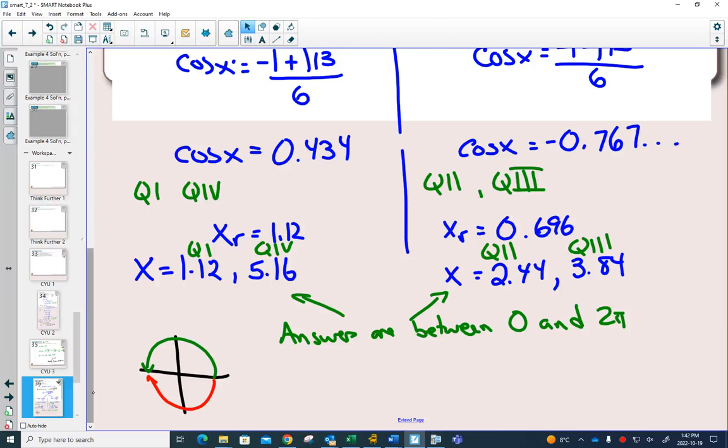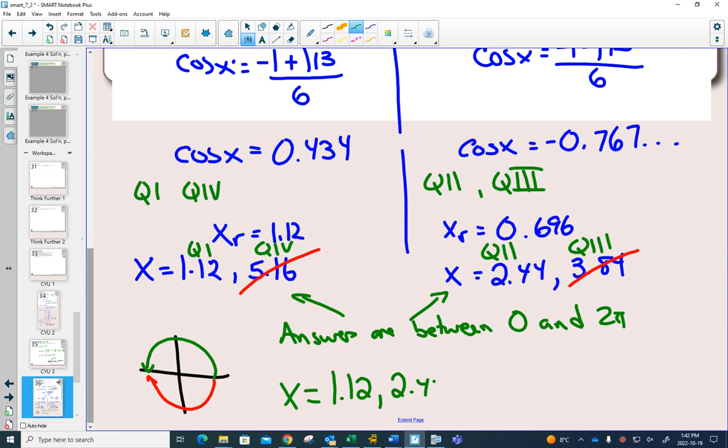So, which answers do I have to not include? Quadrant 3 and quadrant 4 answers have to be negative. So temporarily, I'm just going to put a little line through that one, a little line through this one. My final answer should be x equals 1.12 was fine. 2.44 was fine. But I need to find out what this one would be if it was a negative answer. And since my reference angle was 1.12, in quadrant 4 it would be negative 1.12.